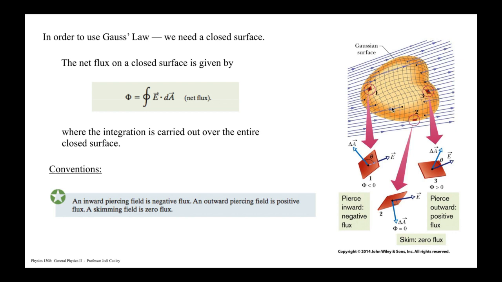Notice here in this example, these closed surfaces can be very complicated. And we do have some different conventions. The inward piercing field is a negative flux, and an outward piercing field is a positive flux. A skimming field, so one that is parallel to a surface, is a zero flux.